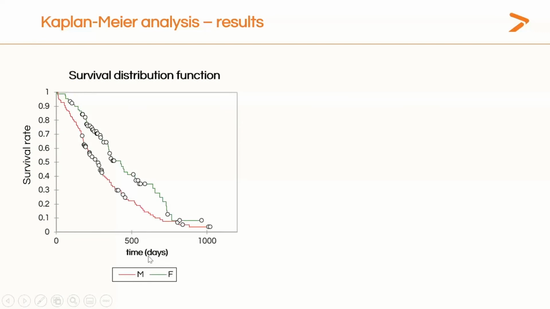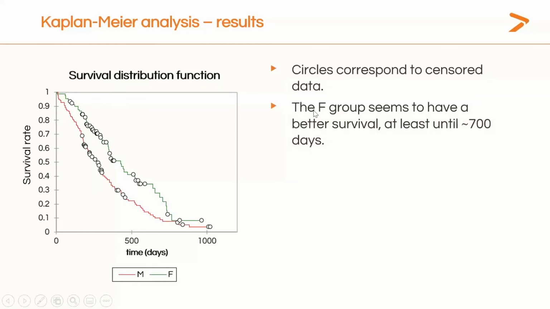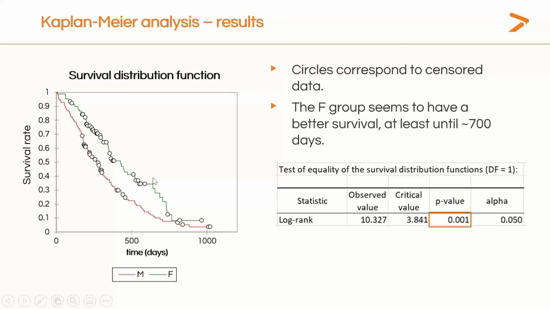Then you get this nice chart in ExcelStat, which compares the 2 survival curves, for males and for females. As you can see, for the F group, the females group, we have a better survival globally, maybe until a certain time, until 700 days, for instance. And the bubbles you see here correspond to censored data.